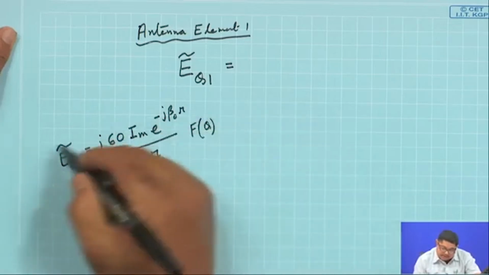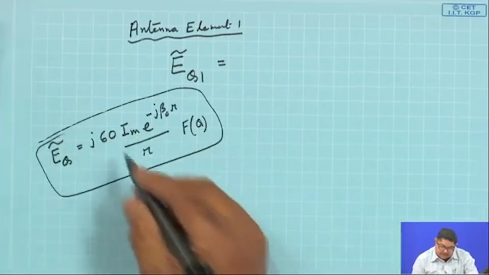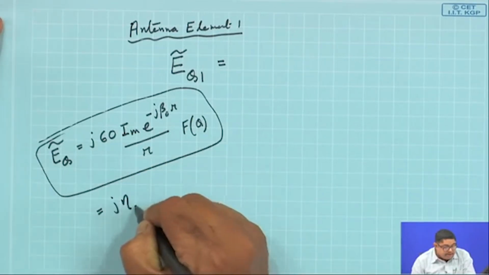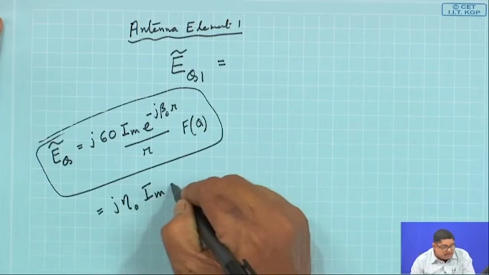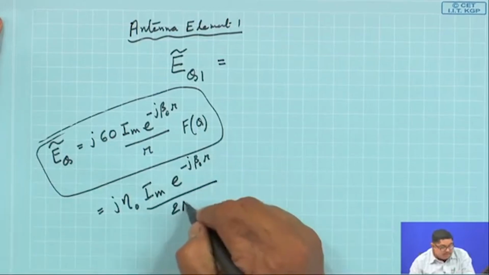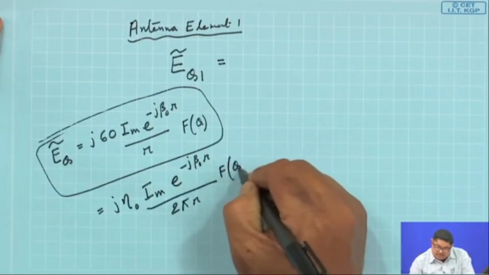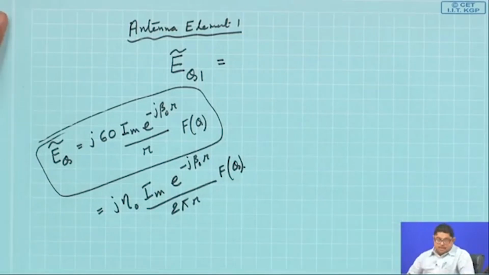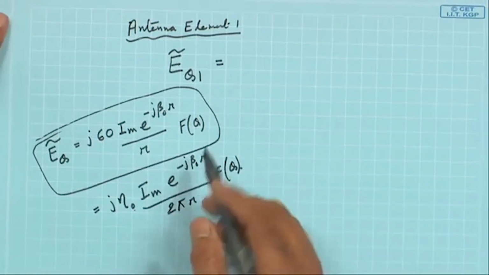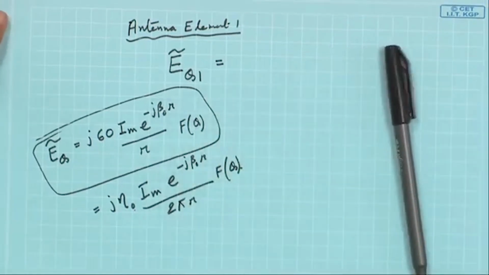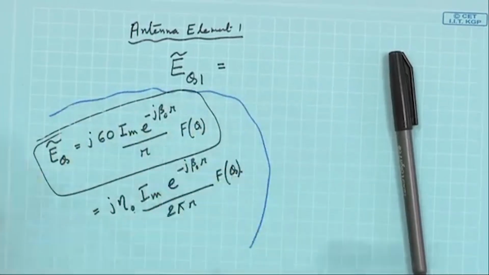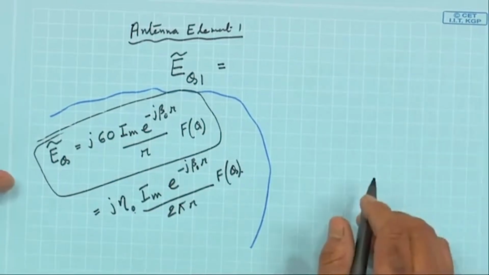This was the expression that we evaluated. I do not know whether we have seen it, but I think this one we have seen. This becomes this if we put the value of eta naught as 125. Okay, so based on this, I think this was for the dipole.